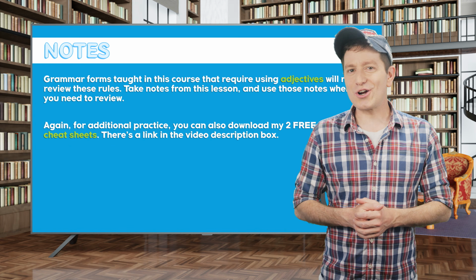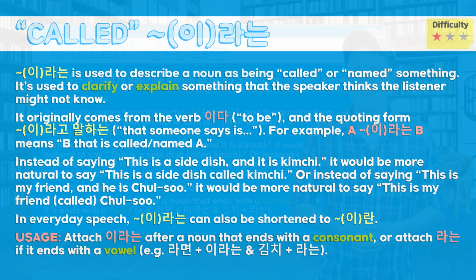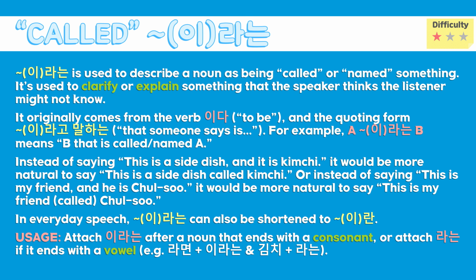Okay, now let's start with the first form. 이라는 is used to describe a noun as being called or named something. It's used to clarify or explain something that the speaker thinks the listener might not know. It originally comes from the verb 이다, meaning to be, and the quoting form 이라고 말하는, meaning that someone says is. For example, A이라는 B means B that is called or named A.